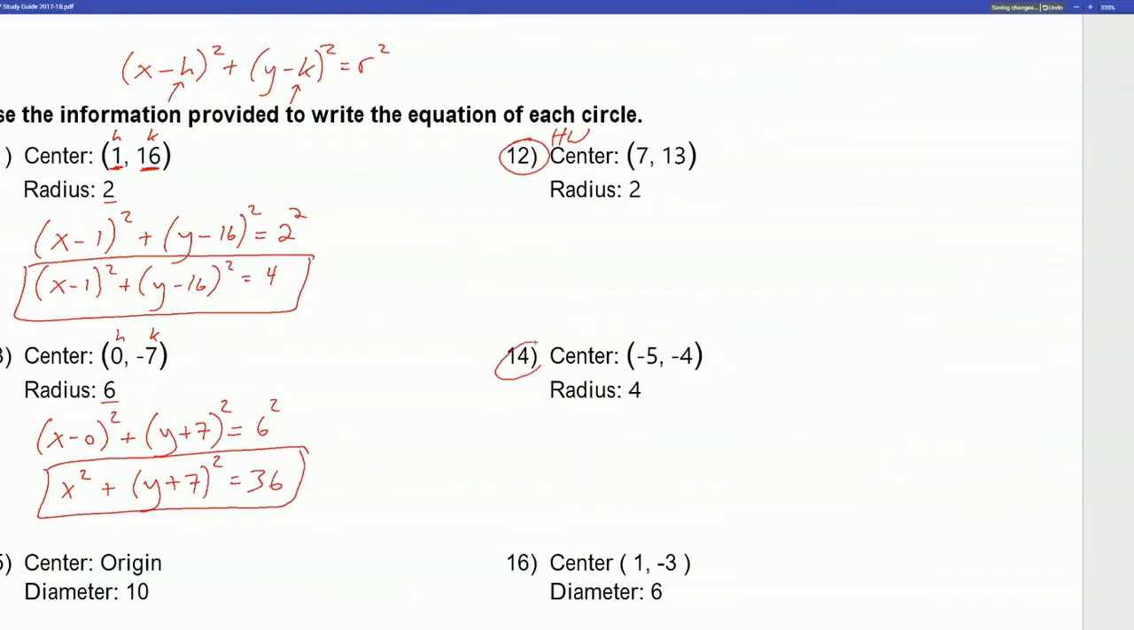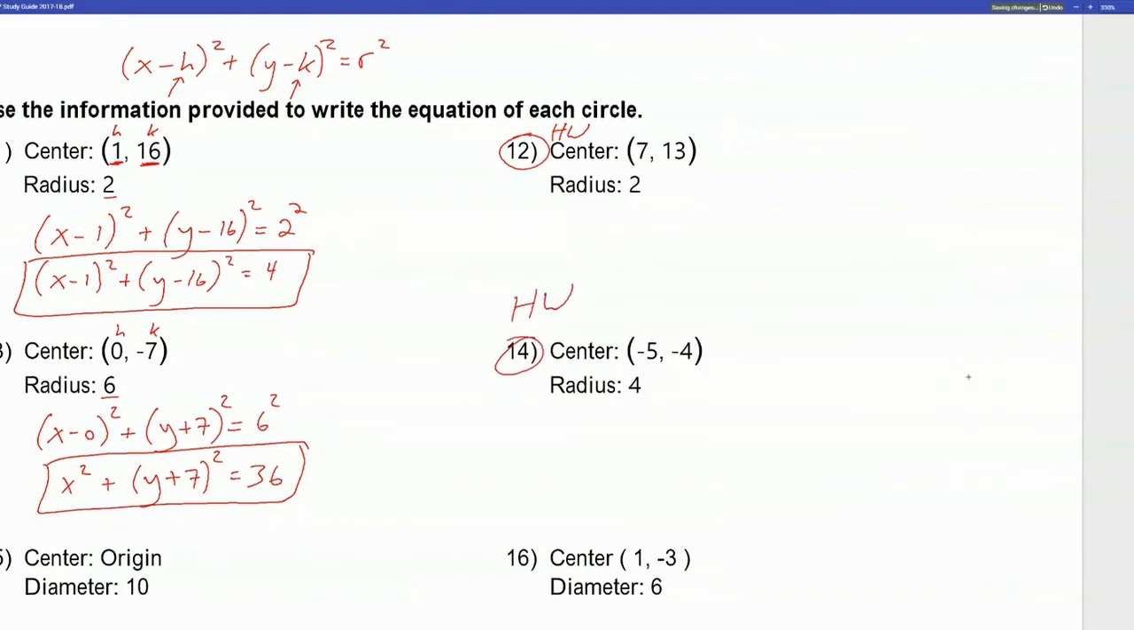All right, number 14. That's on you. Same concept. Apply the formula correctly.